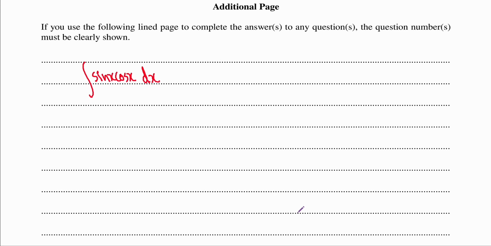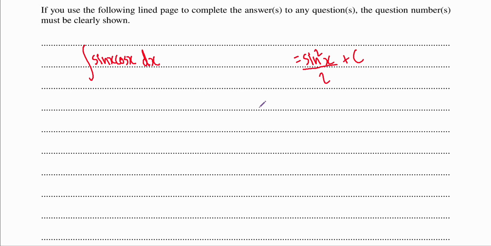A short video on integration by parts. So we have the integral of sine of x cosine of x dx. If you did this by substitution, you end up getting the answer as sine squared of x divided by 2 plus c. So that is integration by substitution. Now let's do integration by parts and see if we get the same answer.